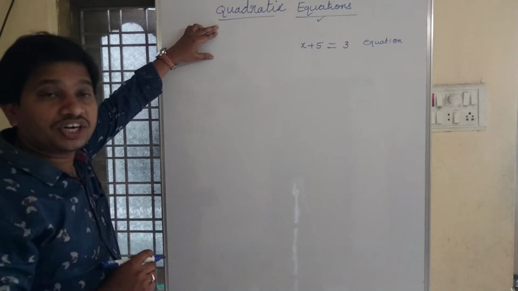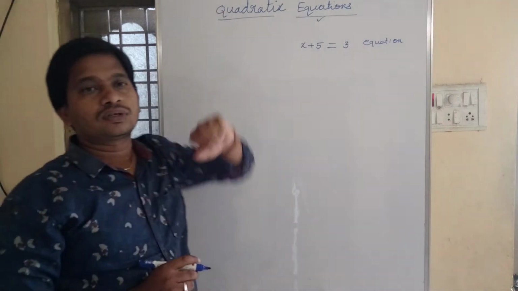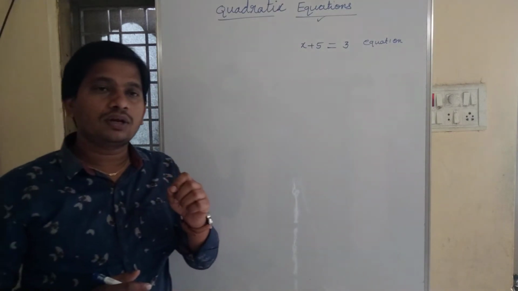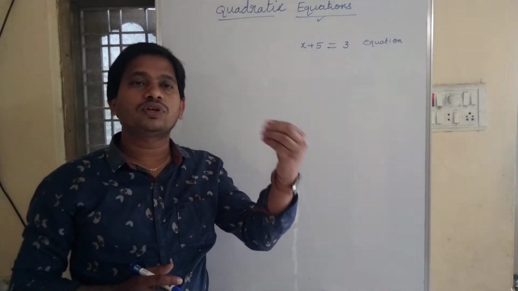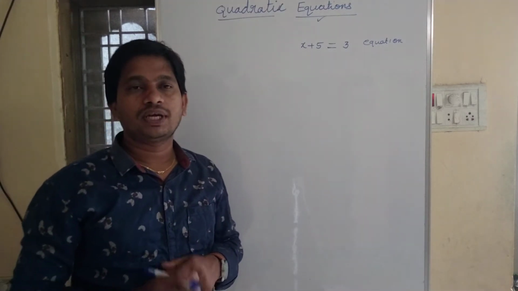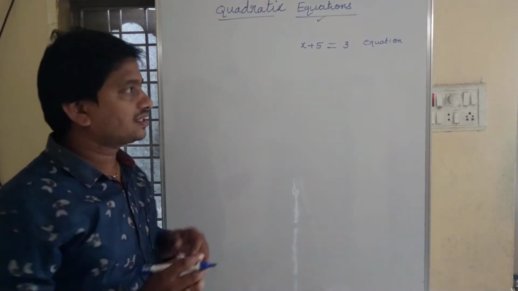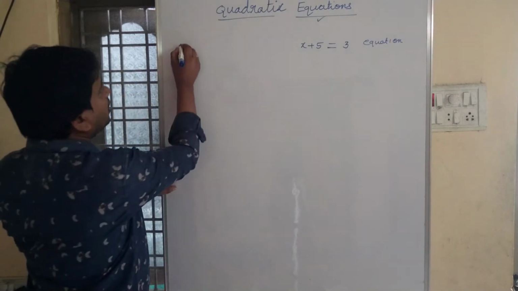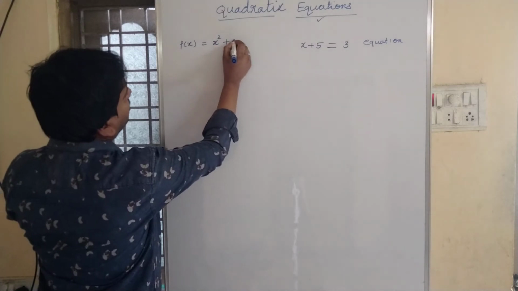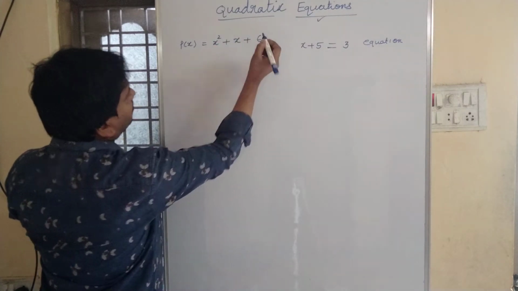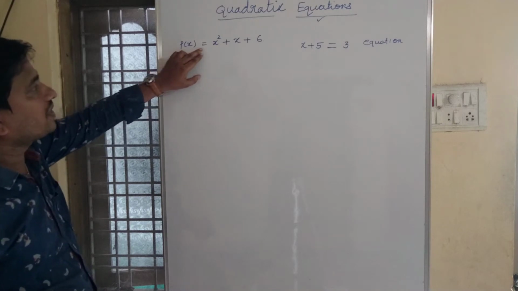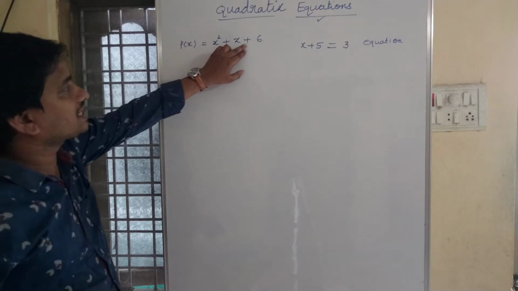What do you mean by a quadratic equation? Actually, it is a polynomial whose degree is equal to 2, that is said to be a quadratic polynomial. For example, consider a polynomial p of x is equal to x square plus x plus 6. So this is the polynomial p of x is equal to x square plus x plus 6.